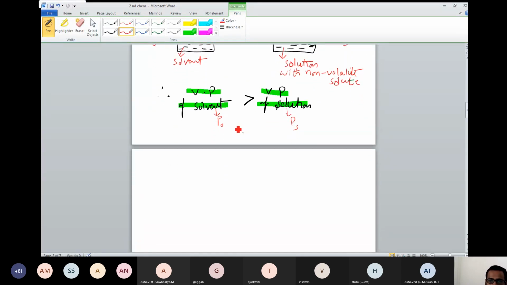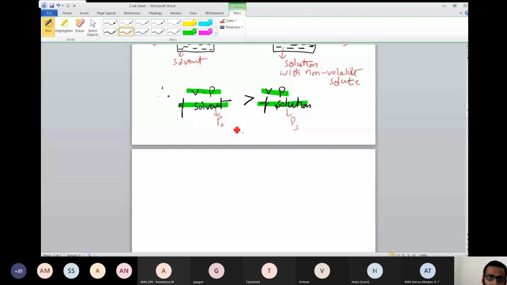Got it? So vapor pressure of solvent is always greater than vapor pressure of solution. Why is the vapor pressure of solution very less? Learn slowly, no problem. We learn few things only, but you should have full clarity here, so that you will have full clarity about what is LVP, what is RLVP.